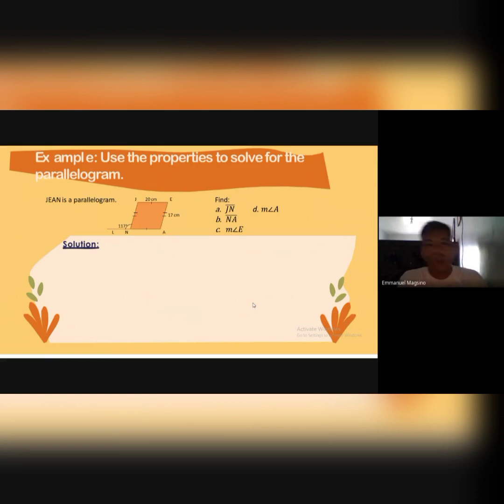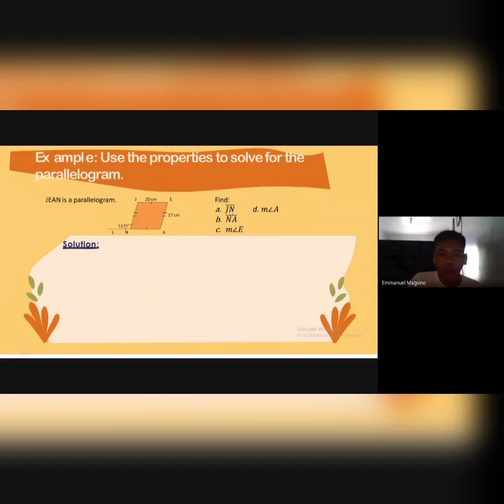For example, use the properties to solve for the parallelogram. So by this time, bibigyan na natin ng twist. So meron na tayo mga measures. Yung given yung sides, saka yung ating angles. So let's say for example, JEAN is our parallelogram. As you can see, given the line segment JE, which is 20 centimeters, and line segment EA, 17 centimeters. So, meron tayong given na angle, JNL. So, mapapansin nyo, nasa labas siya or exterior angle natin ay 117 degrees.